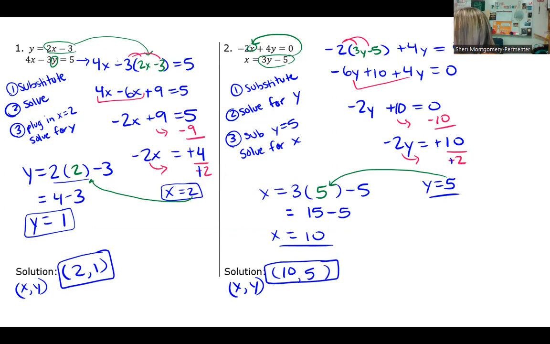Which method do y'all like better so far, graphing or substitution? Usually it's split. Some people like one more than the other, and it's fine. Whichever way you like better. Sometimes one method's a little easier to do than the other, but really any equation, you can do either one.